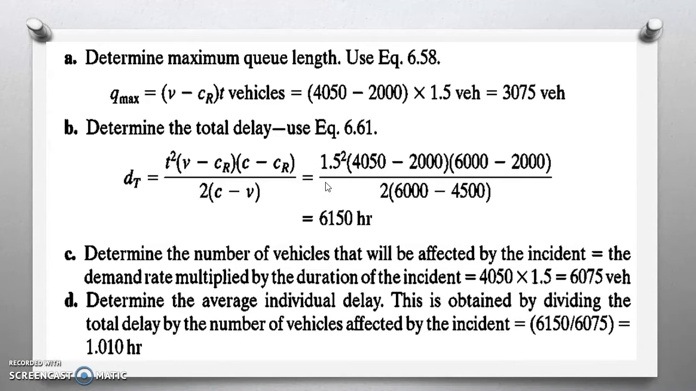Determine the maximum queue length. Q max is equal to total volume minus reduced capacity times T vehicles, which is stated in the problem. There is a total volume of 4,050 minus the 2,000, which is the reduced capacity of the highway, times 1.5 vehicles, which is equal to 3,075 vehicles. Letter B. Determine the total delay.